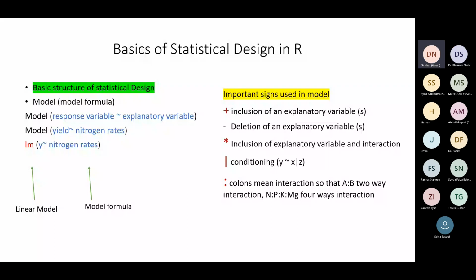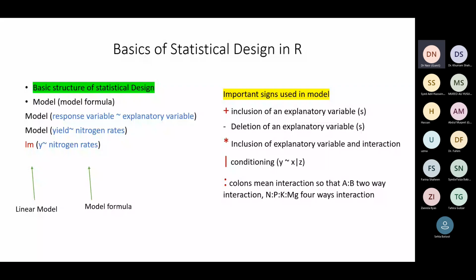Dr. Saab, in the two slides you have explained the basics of statistical design in R. One is the basic structure and another one is important signs and use of models. In the basic structure, you have talked about the model formula, and there are two very important things: what is the response variable and what is the explanatory variable. For example, in this case, yield is the response variable and nitrogen rate is the explanatory variable. So lm means linear model, and yield tilde nitrogen rate is the model formula. Together they form the basic structure of the statistical design. In the important signs, we have five important signs. Plus means the inclusion of an explanatory variable, minus means the deletion, and asterisk means the inclusion of explanatory variables along with interaction.